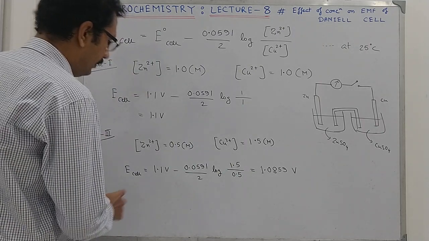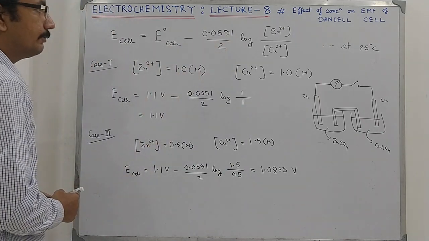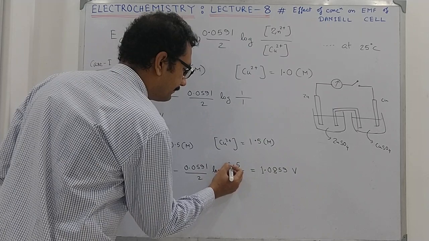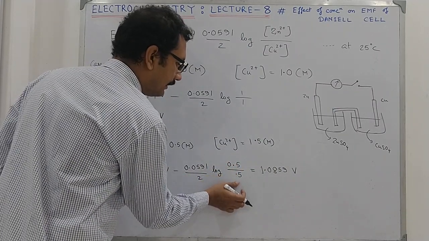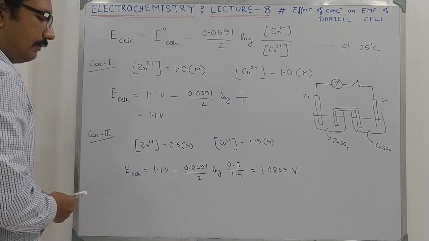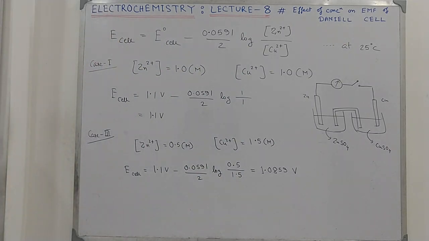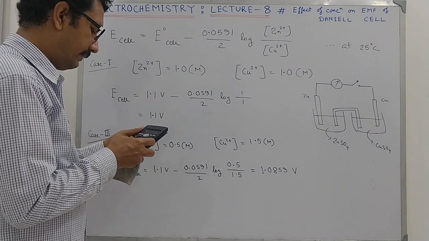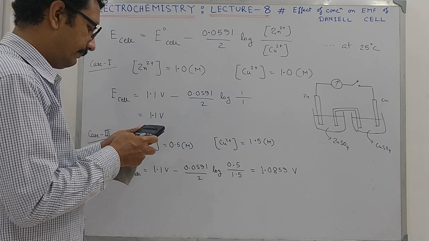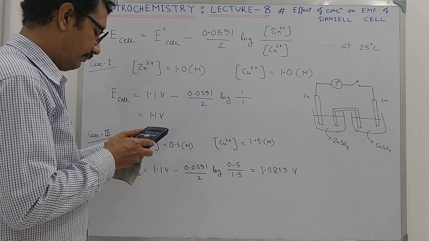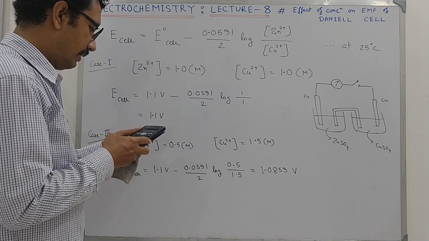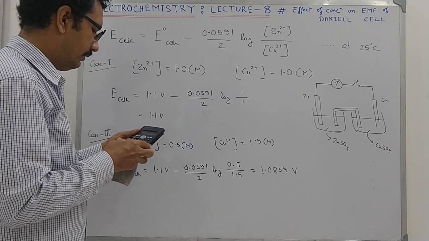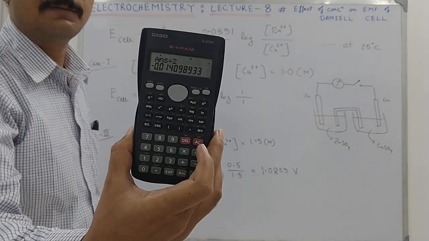So let us see. Now the Nernst equation has a definite format. You just have to put the values. So Zn2+ is the product, so you put here 0.5, and Cu2+ is the reactant, so we put here 1.5. Now see what will happen. We use the calculator again. So it is log 0.5 divided by 1.5 into 0.0591 divided by 2.